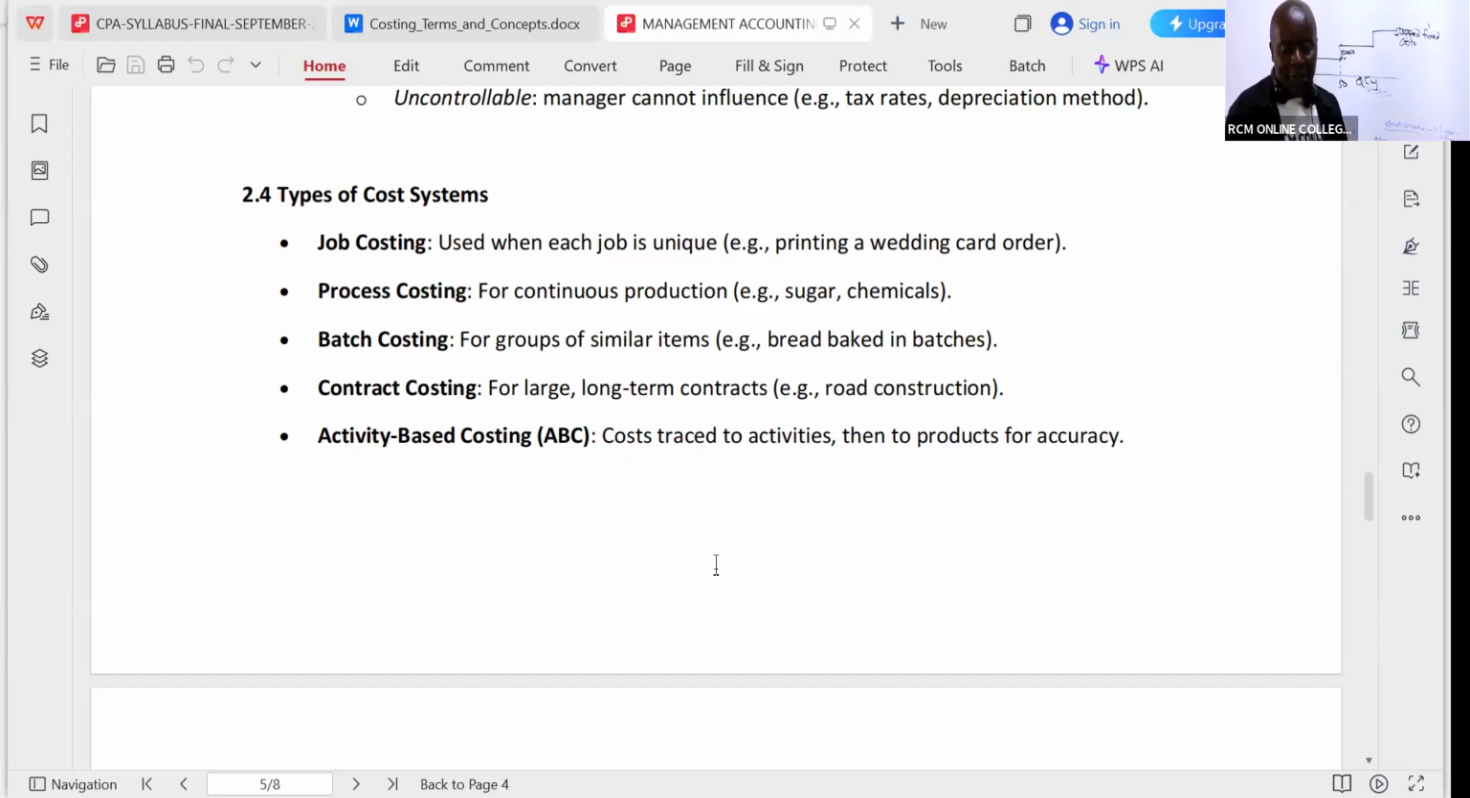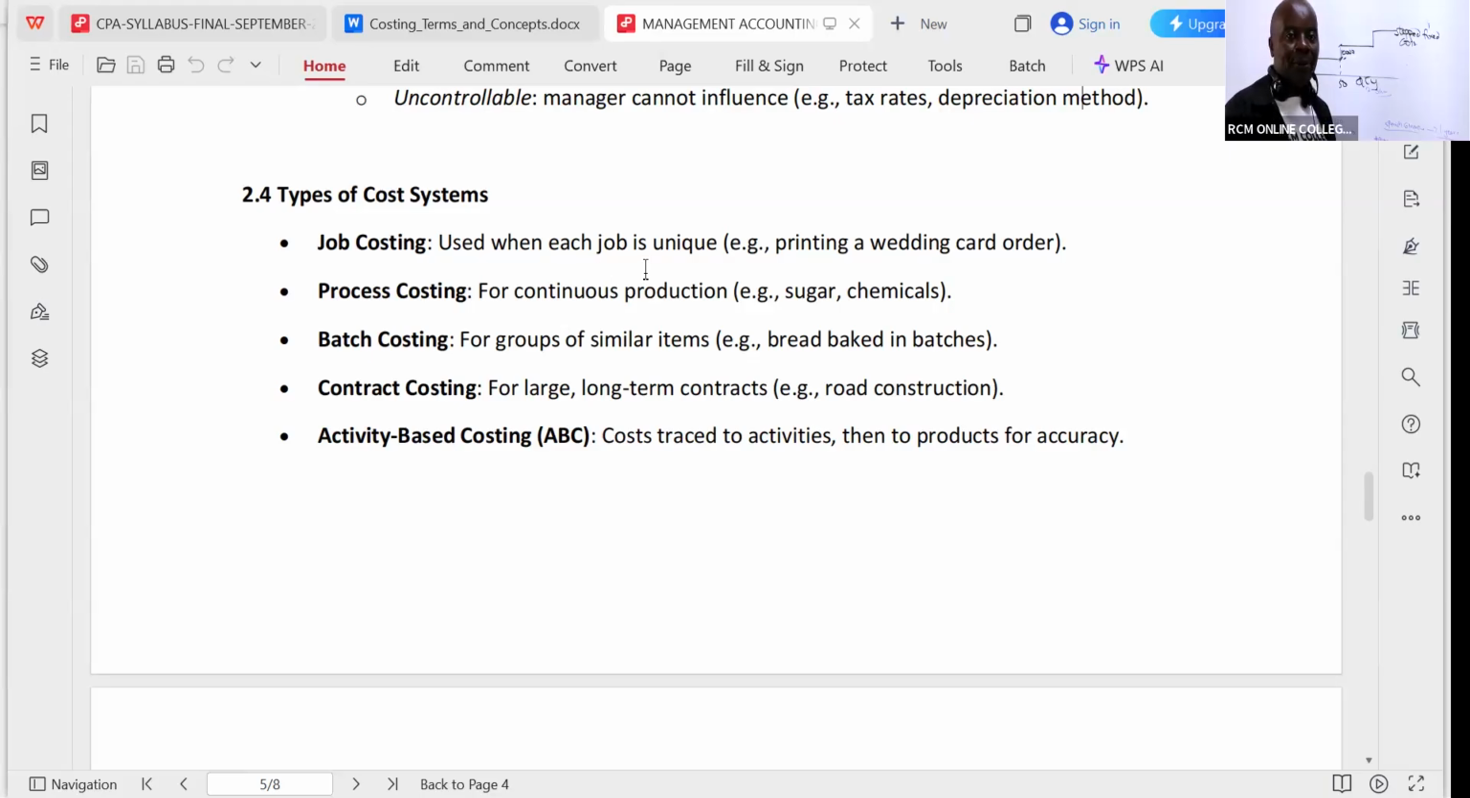And our costing systems, number one, for example, when you give me a job, like for example, I'm an auditor. I run an audit firm by the name Aura and Company. On top of being a director at RCM, I also run an audit firm. And in these audits, we normally get jobs. And before you start doing a job and even tendering for the job, it will be very important for you to cost it, because jobs are very unique. So job costing is used as each job is unique.